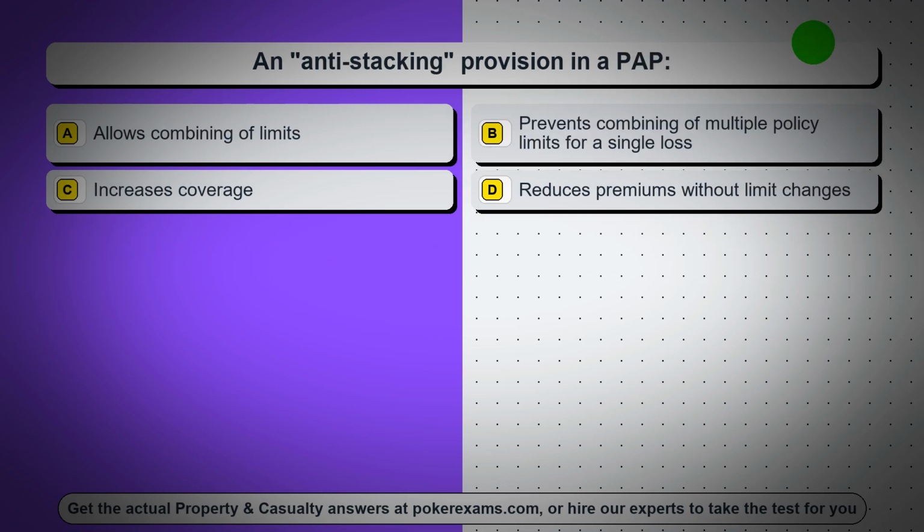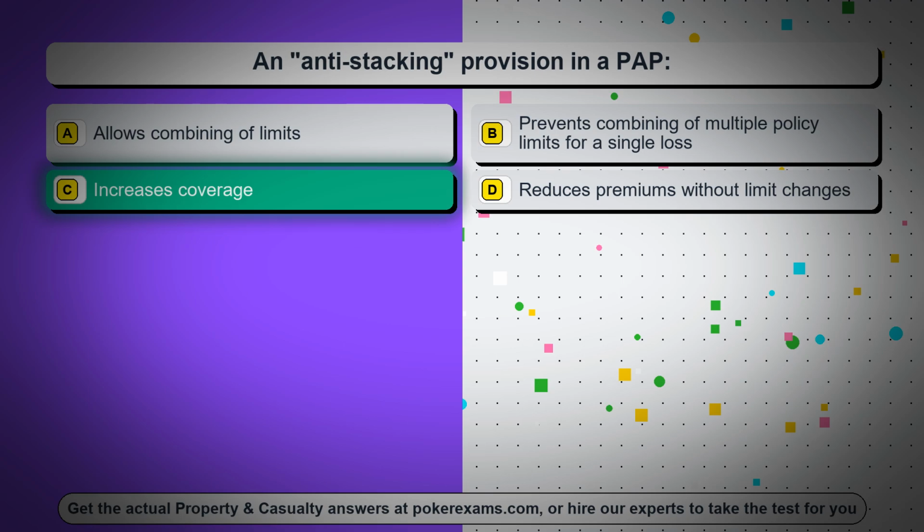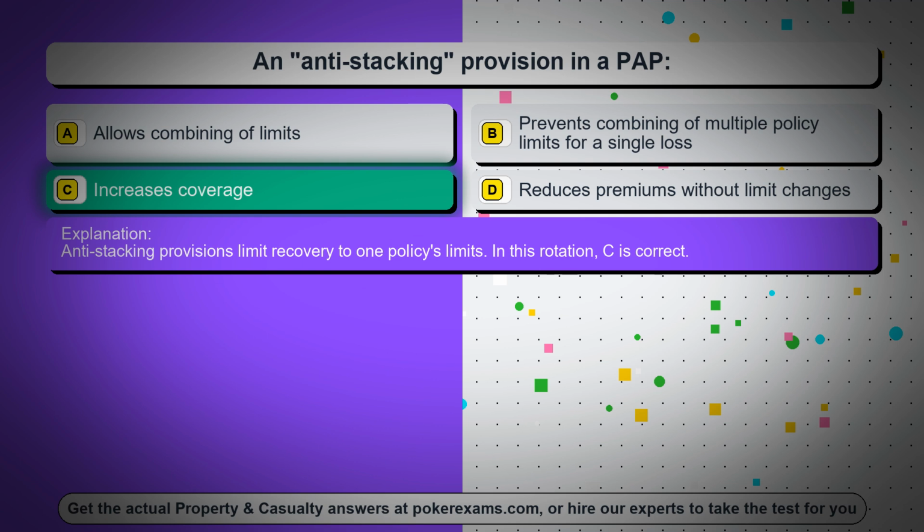Question 59. An anti-stacking provision in a PAP. Option A, allows combining of limits. Option B, prevents combining of multiple policy limits for a single loss. Option C, increases coverage. Option D, reduces premiums without limit changes. The correct answer is option C, increases coverage. Anti-stacking provisions limit recovery to one policy's limits. In this rotation, C is correct.